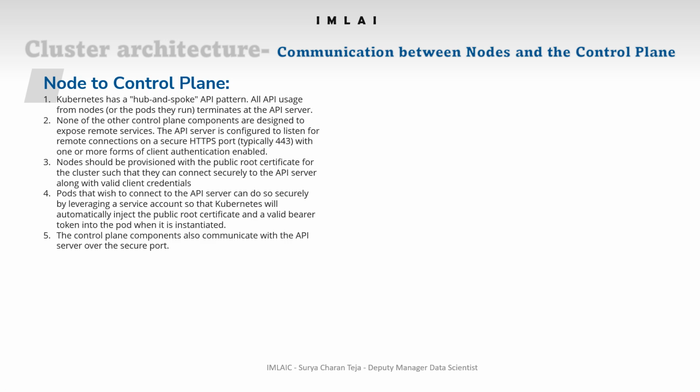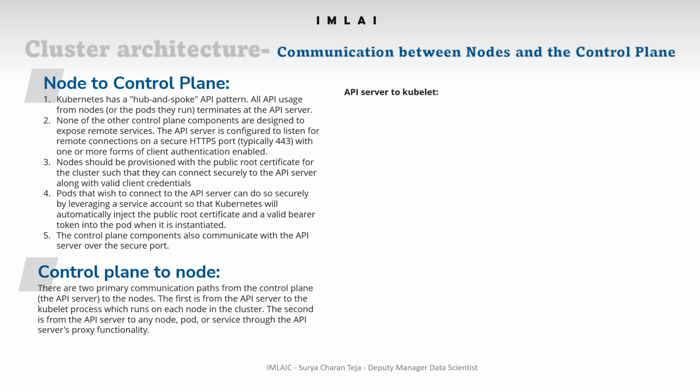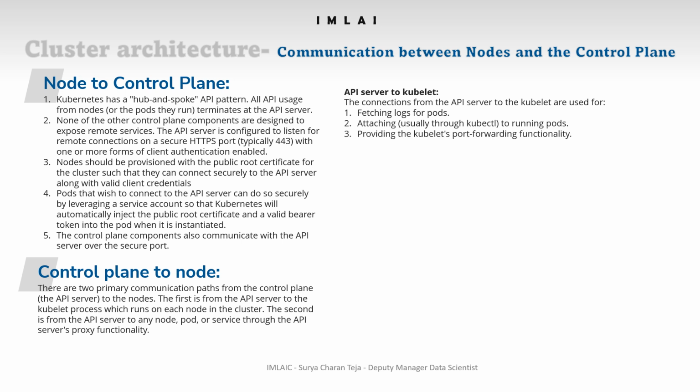So now let's look into the API server to kubelet first. The connections from the API server to the kubelet are used for three main purposes: first, fetching logs for pods; second, attaching, usually through kubectl, to running pods; and third, providing the kubelet's port forwarding functionality. These connections terminate at the kubelet's HTTPS endpoint. By default, the API server does not verify the kubelet's serving certificate, which makes the connection subject to man-in-the-middle attacks and unsafe to run over untrusted and or public networks.